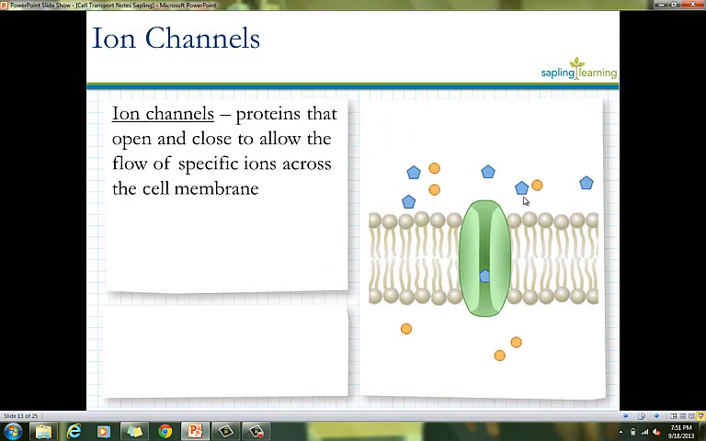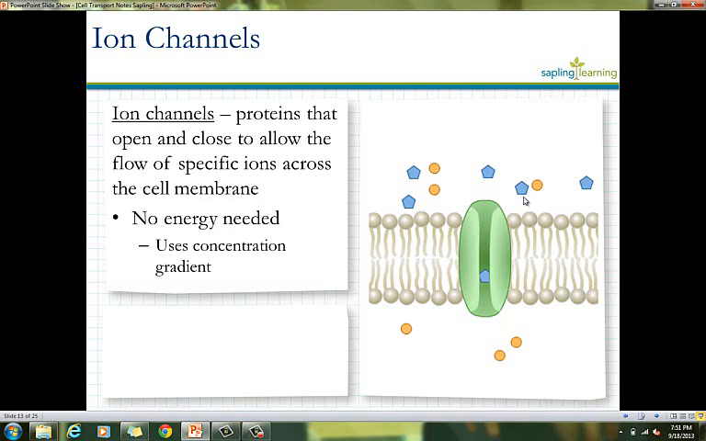Ion channels are membrane proteins that open and close to allow specific ions to pass through. Ions can move into or out of the cell through ion channels depending on the concentration gradient present. Remember that this type of facilitated diffusion does not need energy to occur because the molecules move down the concentration gradient, so they're going to move in the direction of a lower concentration.